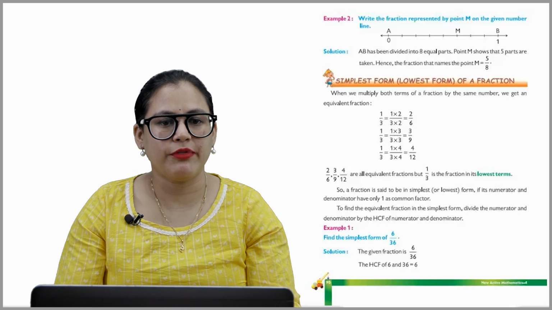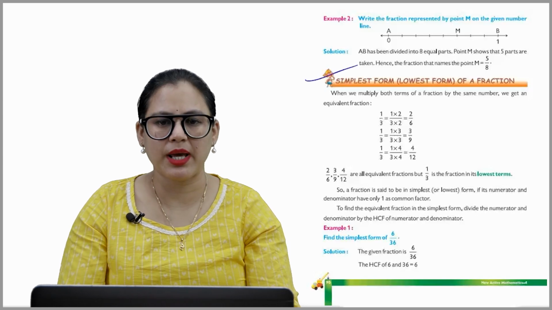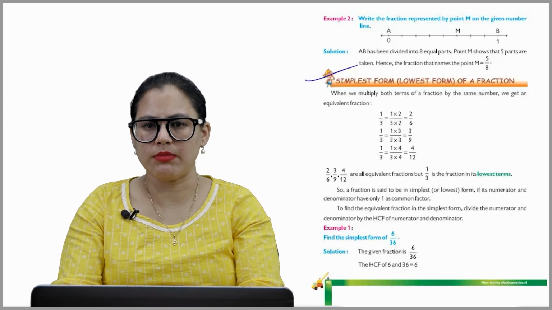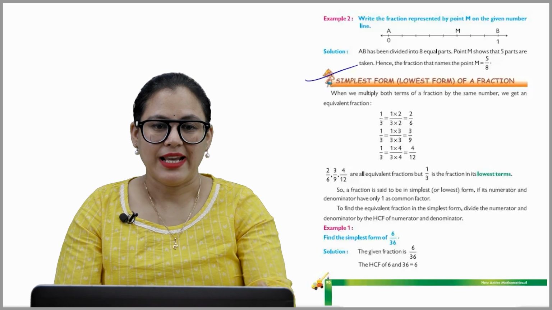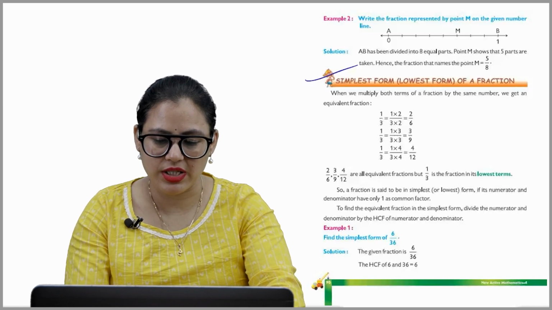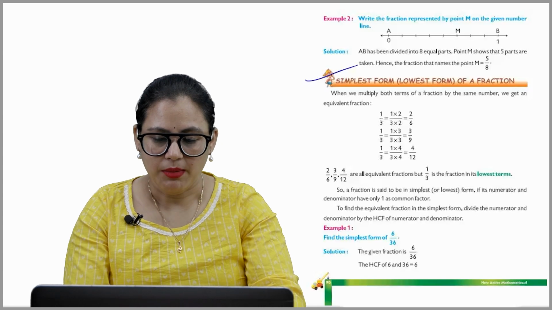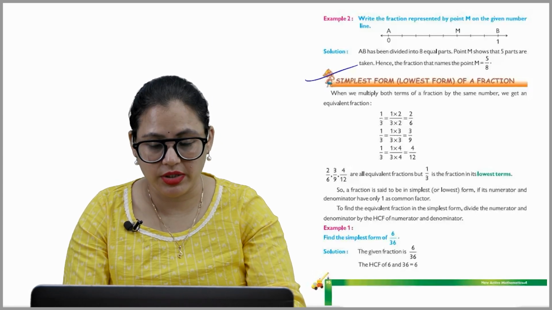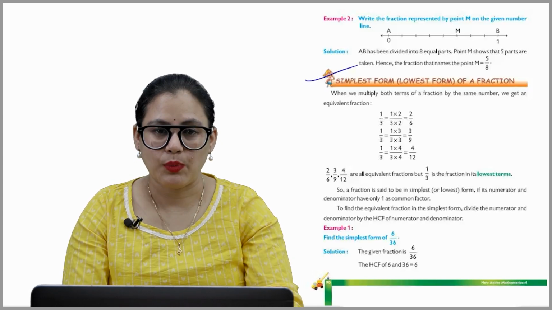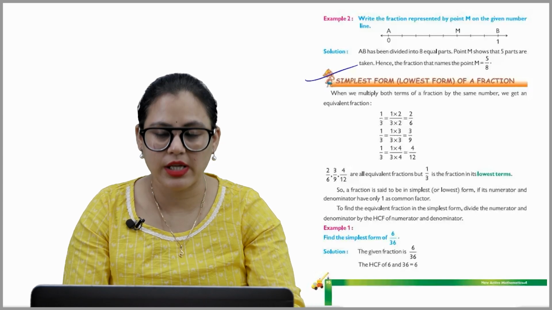Simplest form or lowest form of a fraction. When we multiply both terms of a fraction by the same number, we get an equivalent fraction. Like 1 by 3 is equal to 1 by 3 into 2 into 2, which is 2 by 6. 1 by 3, if you multiply the numerator and the denominator by 3, we'll get 3 by 9. And if we multiply it by 4, then we'll get 4 by 12.